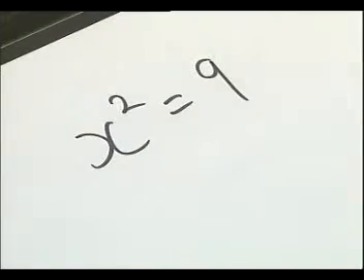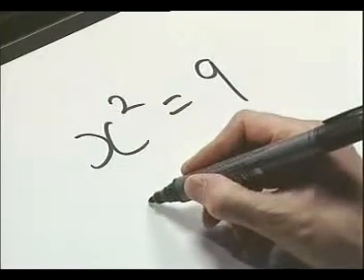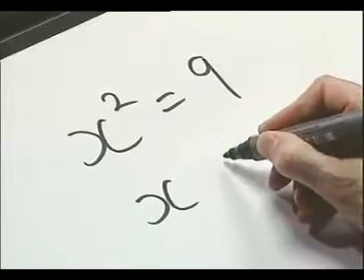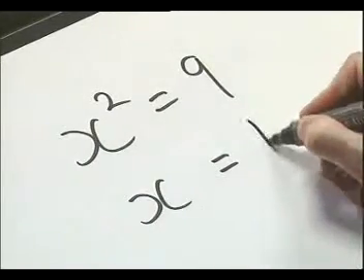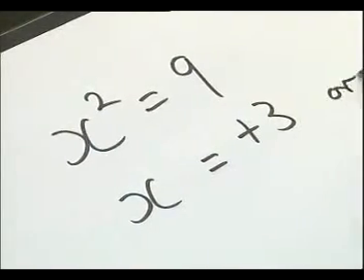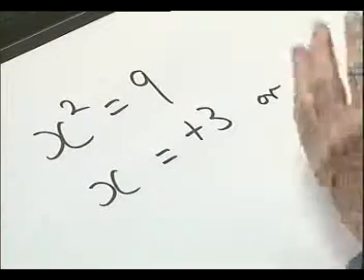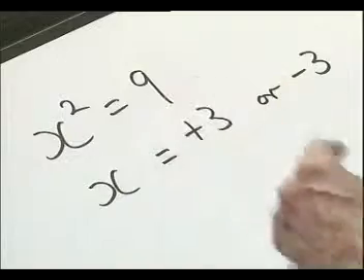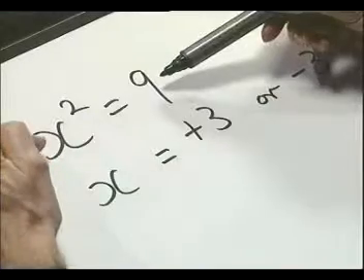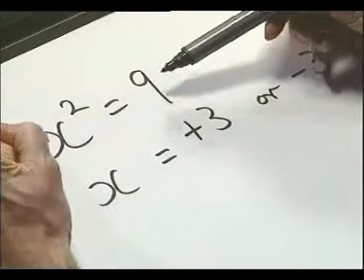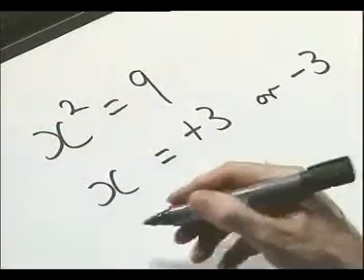In order to find out what x is, we would take the square root of both sides. So the square root of x squared is just x, and the square root of 9 is plus 3 or minus 3. Because minus 3 all squared is also 9. So that was relatively straightforward. Both of these two numbers were square numbers, complete squares.